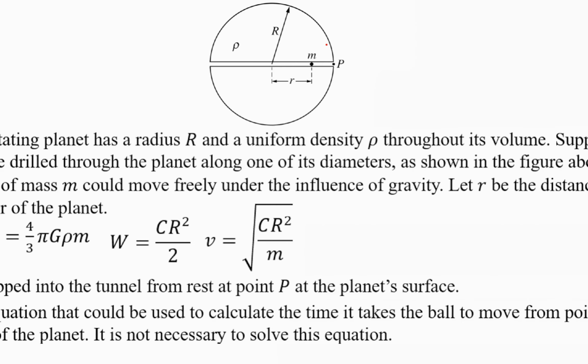Now going from P to the center of the planet, this represents a quarter of a period, because a period would be going from one end of the diameter to the other end and returning back. So this would be period over 4.